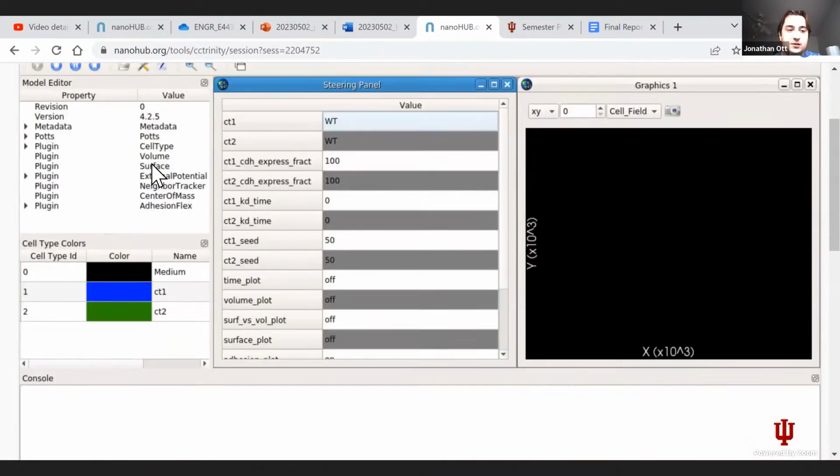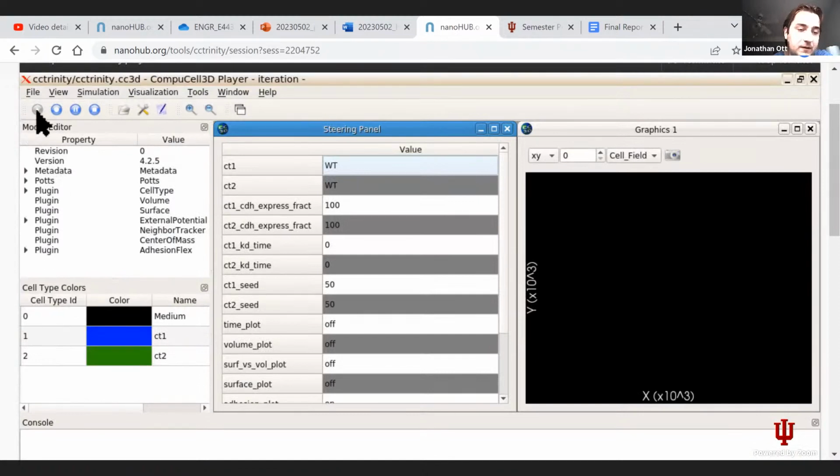But before you get started, you're going to want to make sure that this play button is pressed. It defaults as being pressed, but it's going to be important for the simulation to begin once you make the settings in the steering panel. So here's our steering panel, and here are the parameters which I mentioned based on the slide, but I'll go into a little bit more detail on each.